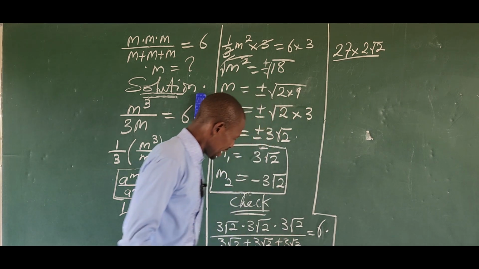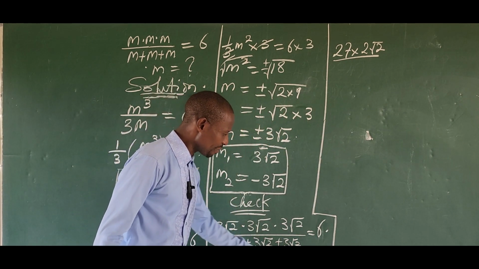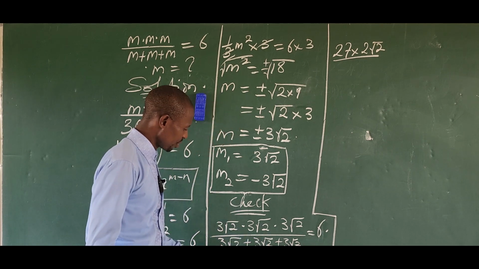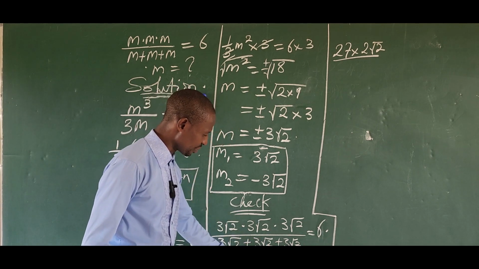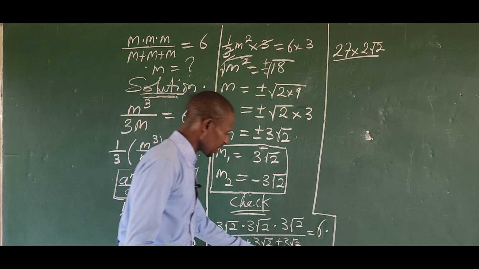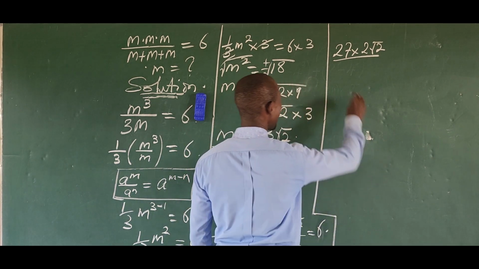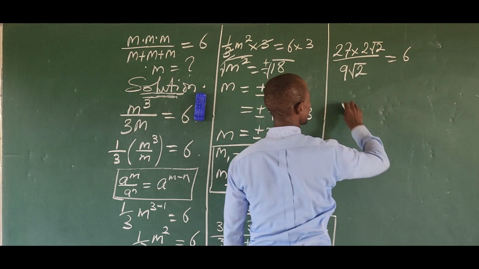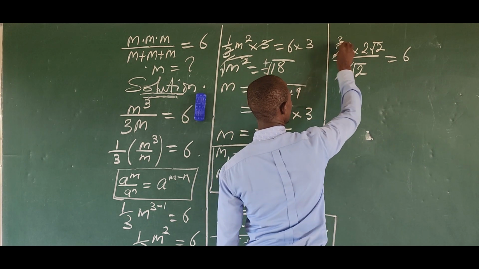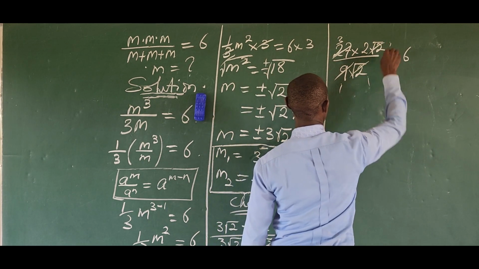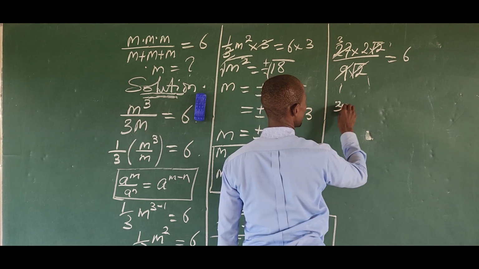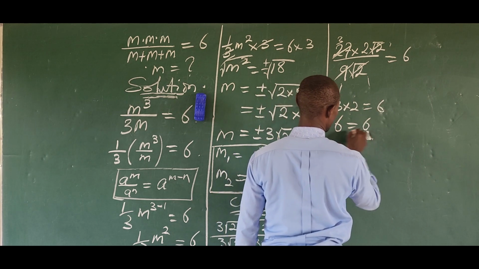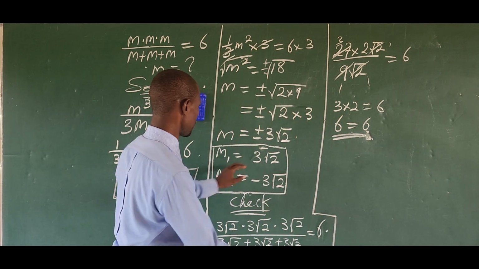All over, here we have, because they have the same square root symbol, we can add them together. 3 root 2 plus 3 root 2 will give us 6 root 2, plus another 3 root 2 will give us 9 root 2. Everything equal to 6. 9 here, 1, 9 here will give us 3. Root 2 here, root 2 here. So we are left with 3 times 2 equal to, so 3 times 2 is what? 6, equal to 6.